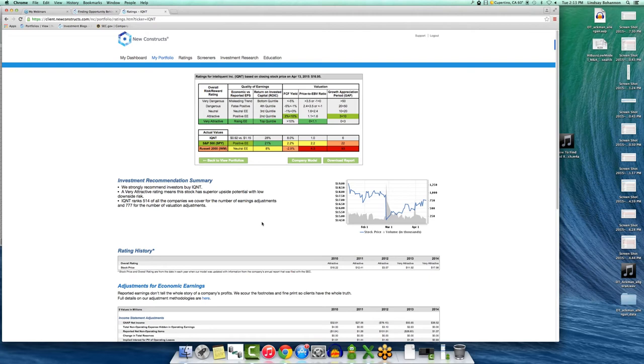So these lighter green bars mean attractive, and these darker green bars are very attractive. And this is neutral and dangerous and so on. But it's 8%, which is very good. It's not among the best, but it's good. And then price to economic book value, we can see is also very attractive.